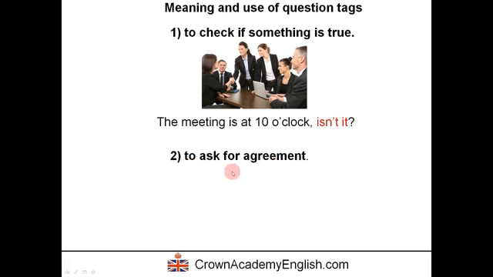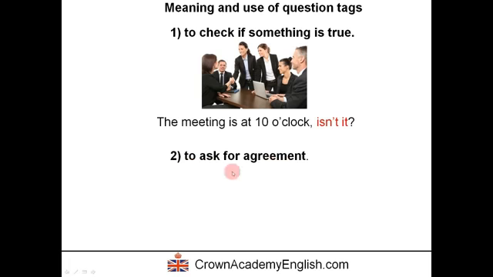The house is big, isn't it? So here is the sentence. And notice this is affirmative. This is a positive sentence. The house is big. But when we use the question tag, it is in the negative. Isn't it? Okay, so we have put the verb here, isn't. This is in the negative.